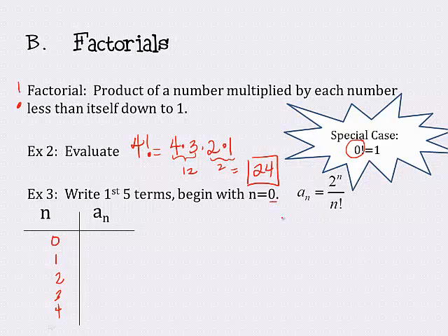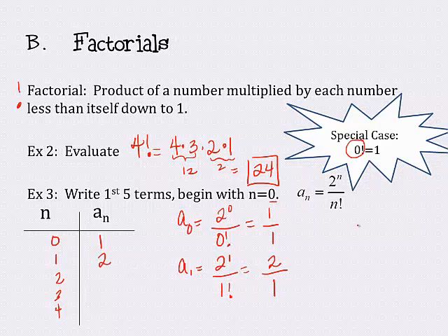Here's the equation: a sub n equals 2 to the nth power over n factorial. So a sub 0 is going to be 2 to the 0 power over 0 factorial. Anything to the 0 power, if you recall, is just a 1, and 0 factorial is 1. So this is a 1. A sub 1: 2 to the first power over 1 factorial. 2 to the first power is just 2, over 1 factorial, which is just 1. So the next term is 2.